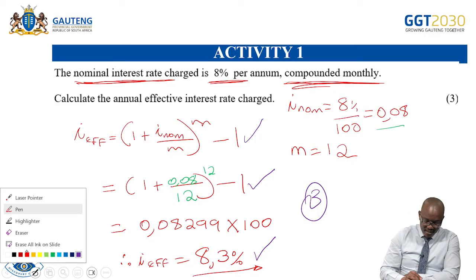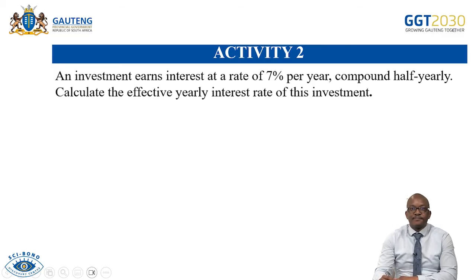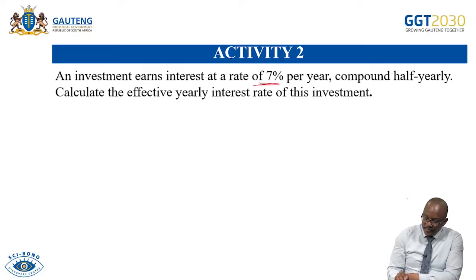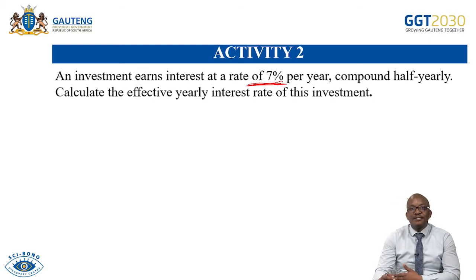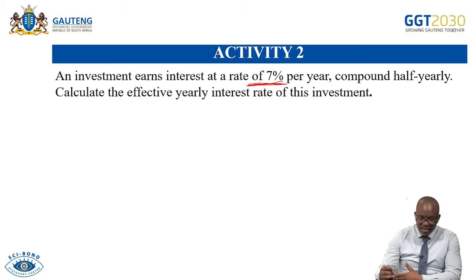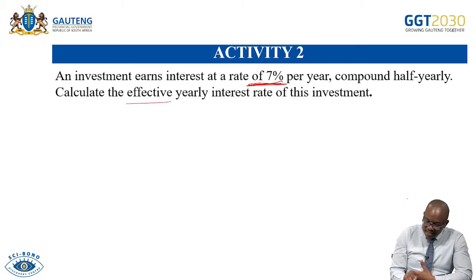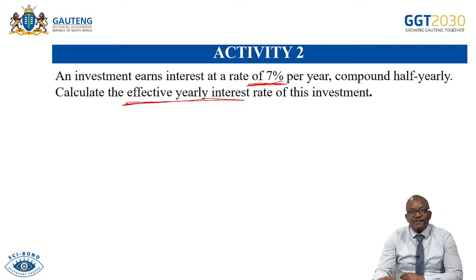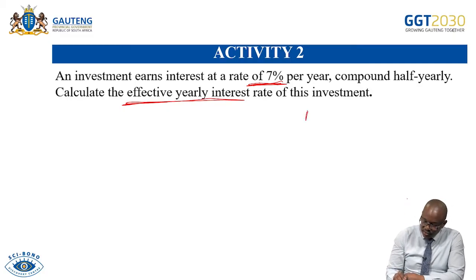Okay, moving forward now, we look at our second activity. In the second activity, they are saying an investment earns interest at the rate of 7% per year, compounded half yearly, correct? Then they're saying we must calculate the effective yearly interest rate of this investment. So now you are given an I norm, correct? They didn't specifically tell you that it's your nominal interest rate. But looking at the question that says you must calculate the effective yearly interest, it means we are looking for the effective interest rate. So we do the same thing. You identify your I nominal, which is 7. We divide it by 100, and then we get 0.07.